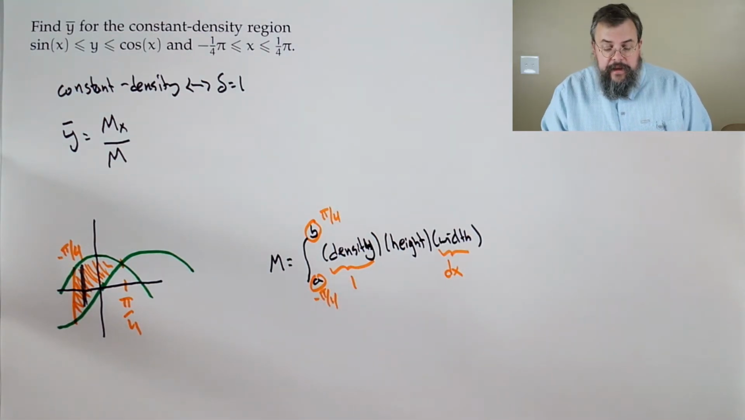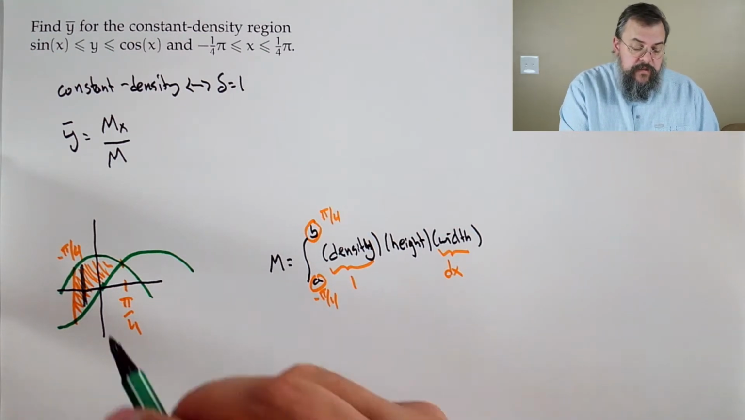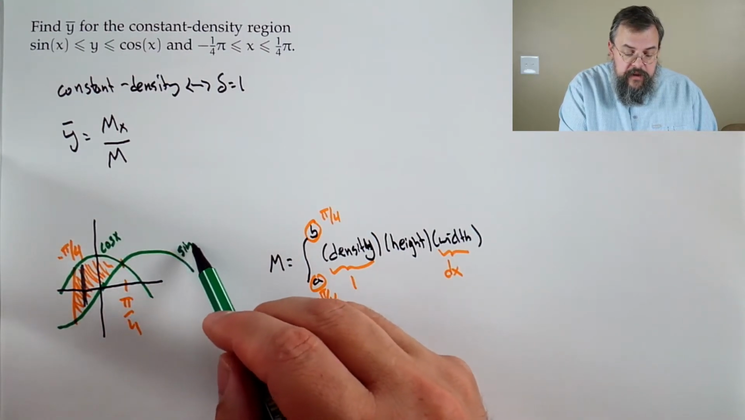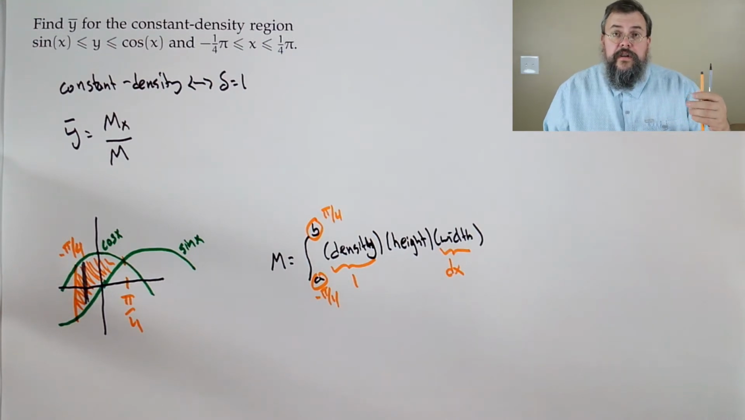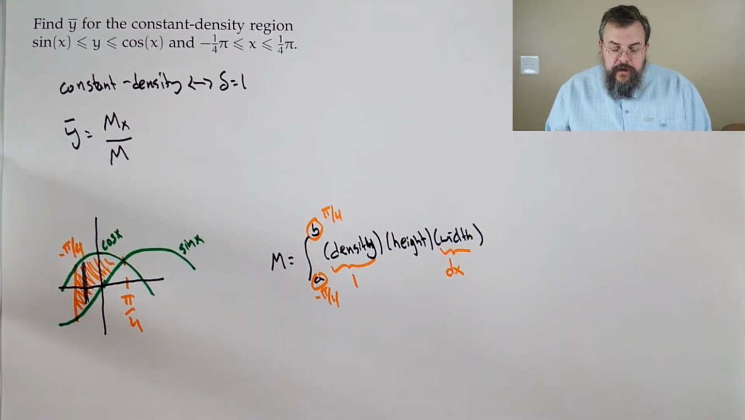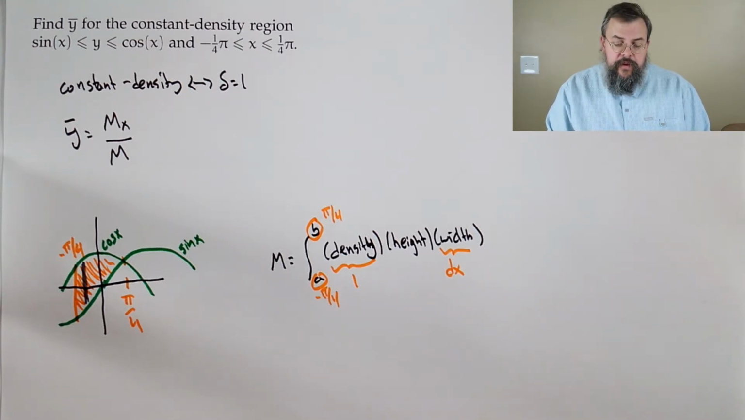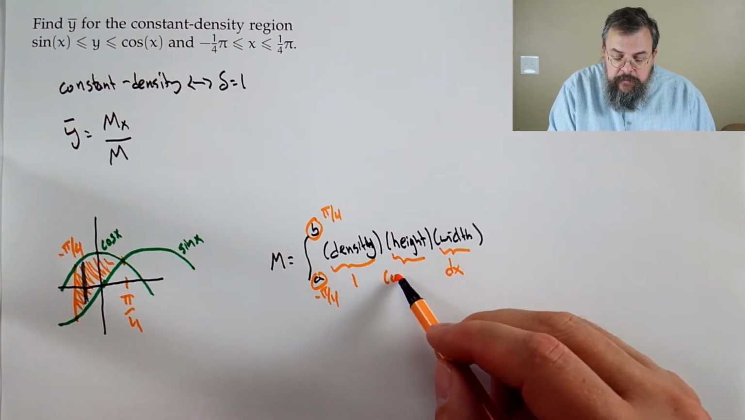And our height is our last piece. What's our height? Top minus bottom. Now, we didn't label the curves. We probably should have, so we'll do it right now. The cosine of x is this curve, and the sine of x is that curve. And we ask ourselves, which curve's on the top? For here, we see it's the cosine curve that's on the top. So for the height, top minus bottom, we are going to get cosine minus sine.